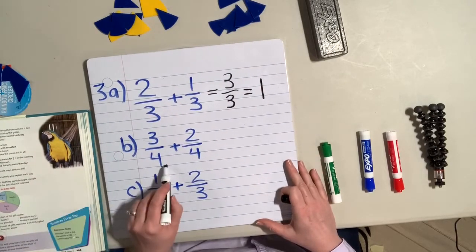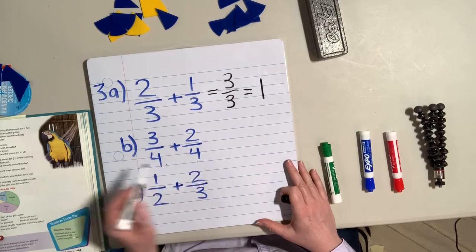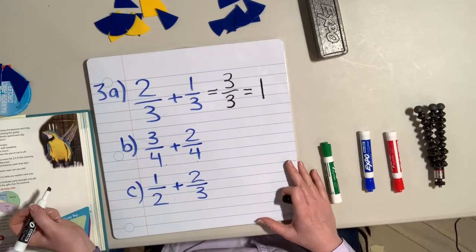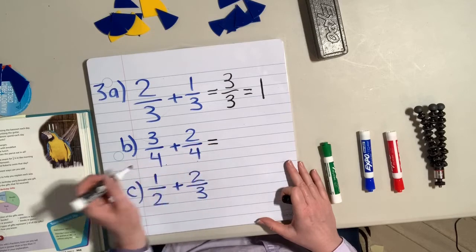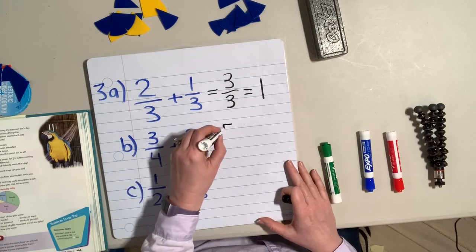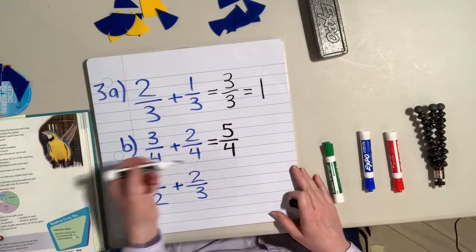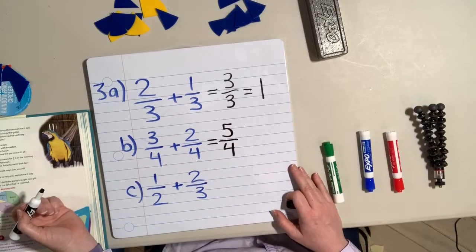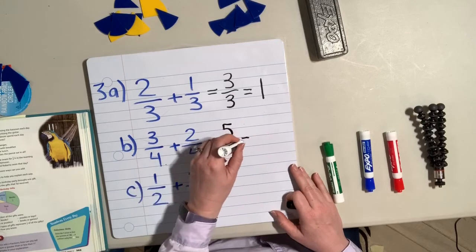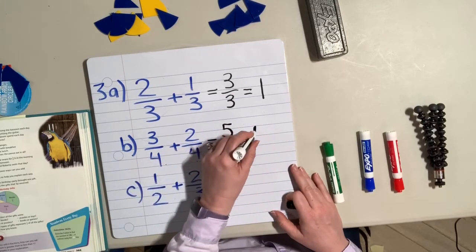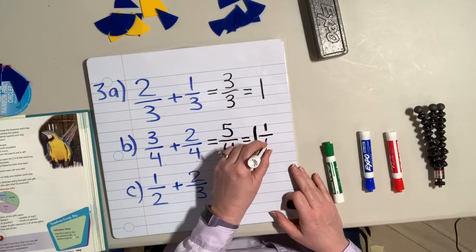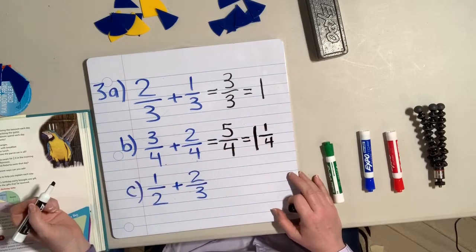The next one, there's no converting necessary. Whenever the two denominators are the same, you don't need to convert anything. It's a gimme. 3 plus 2 is 5. So we have 5/4, but we don't want to leave it as an improper fraction. So we'll convert it. 4 goes into 5 one time with 1 left over. So our answer is 1 1/4.